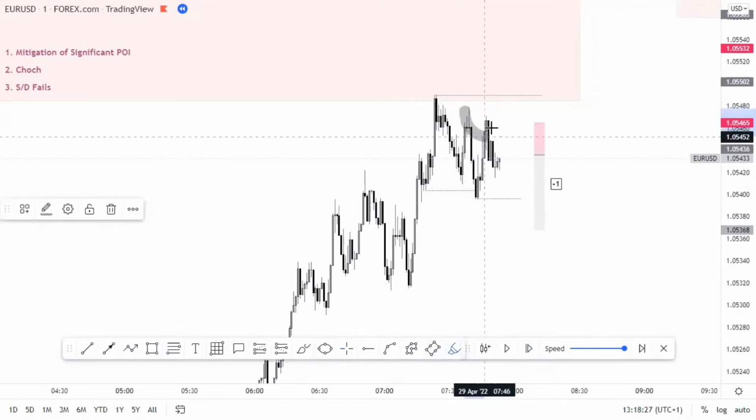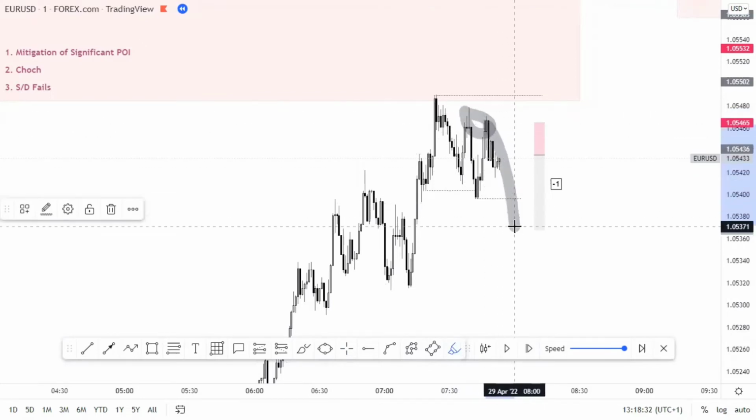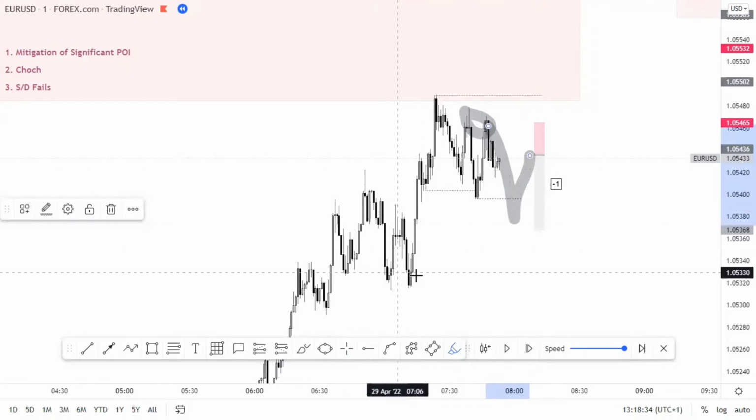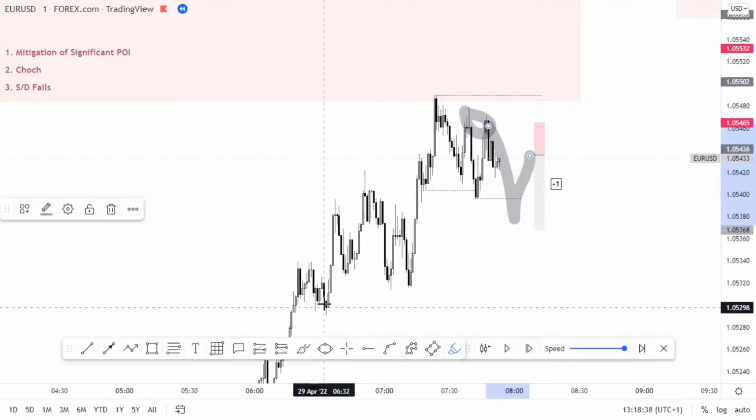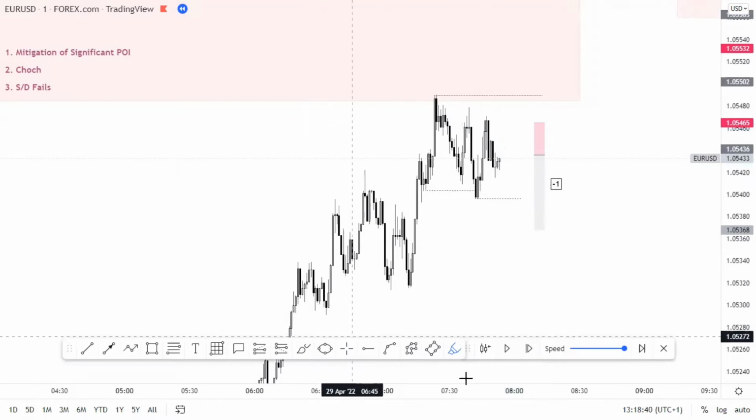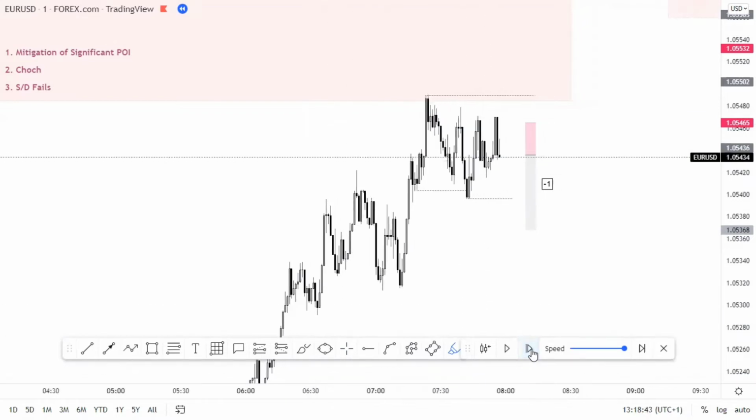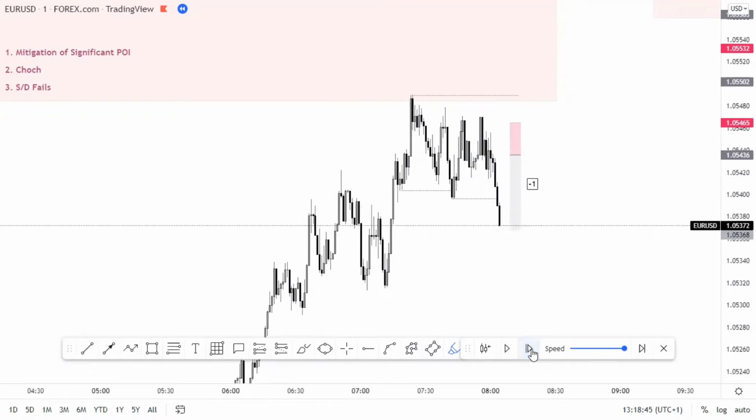Let me just draw it out so it will be clear. It mitigated this particular supply zone. Then I was expecting it to come down again, break this structure, then come back to enter. This is like a double confirmation entry. So I waited for it to come back again to break that second structure. It did come back to break the second structure again. And this was the time I said, okay, time to enter this trade.